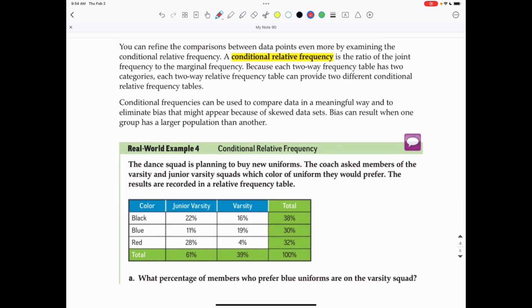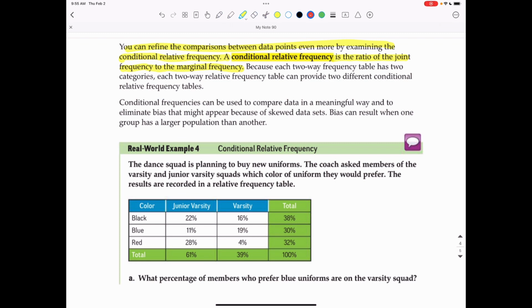You can refine the comparisons between data points even more by examining the conditional relative frequency. A conditional relative frequency is the ratio of the joint frequency to the marginal frequency. Remember, the marginal frequency is the total in each row or column. So the conditional relative frequency will be different from the regular relative frequency because these are going to be divided by a specific row or column, the total in the specific row or column.